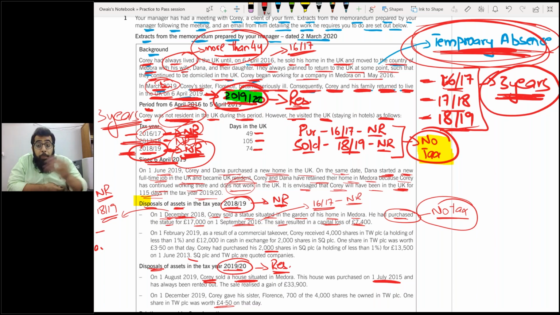Step 3, you purchased something while being non-resident, but you sold after becoming resident. Then there is normal tax on that.